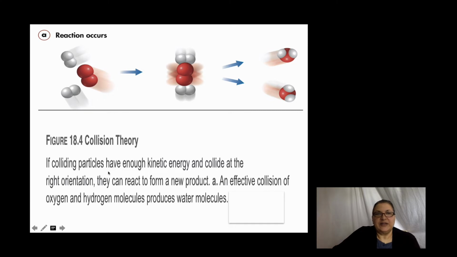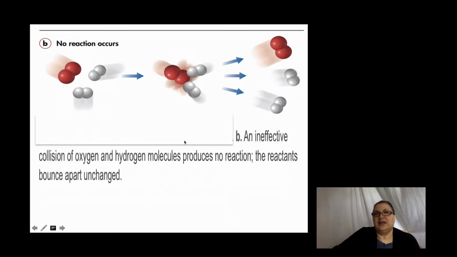All right, so if they collide at the right orientation and with the right amount of energy, then you get to the product. If you don't, let's say oxygen and hydrogen are colliding, but they did not collide at the right orientation or with the right amount of energy, then they'll go on their separate ways, and that's an ineffective collision.